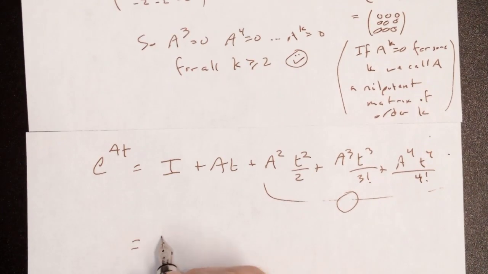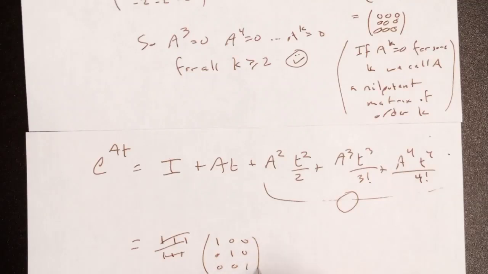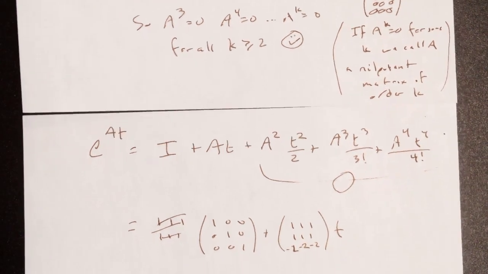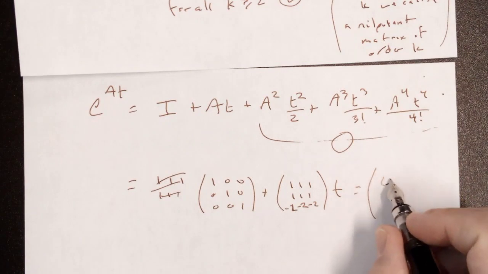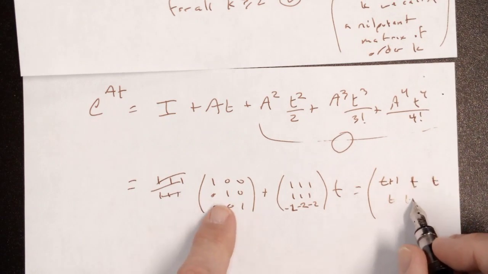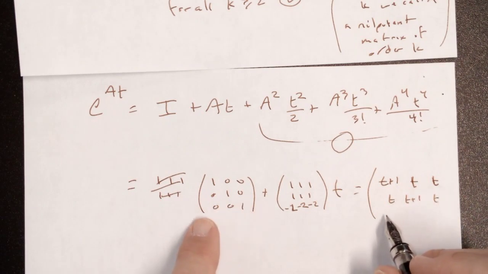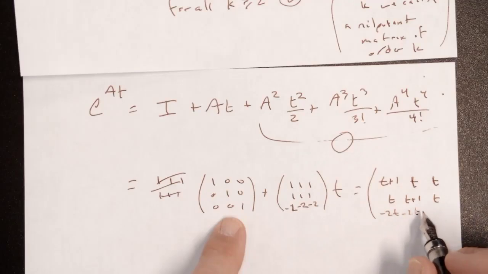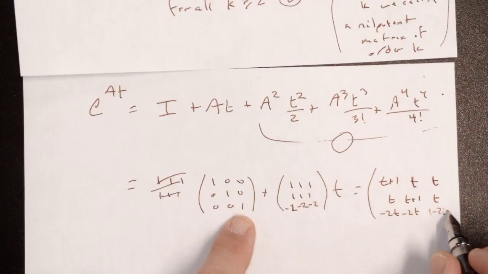E to the at is 1, 1, 1, 1, 1, 1. Whoop. Wait a minute. I got to write down I first. 1, 0, 0, 0, 1, 0, 0, 0, 1 plus a, 1, 1, 1, 1, 1, 1, minus 2, minus 2, minus 2, times t. So I get t plus 1, t, t, t plus 1, t, minus 2t, minus 2t, 1 minus 2t.